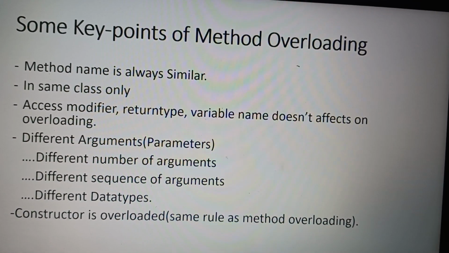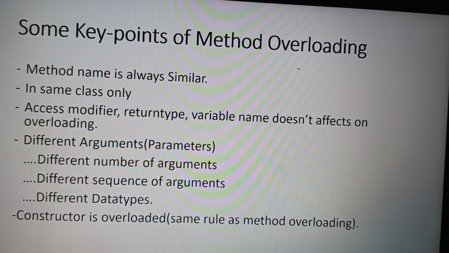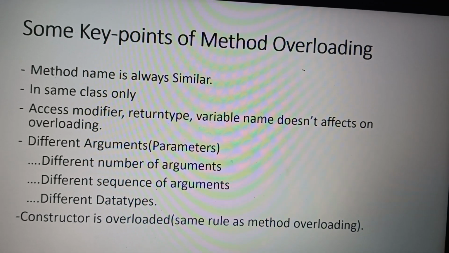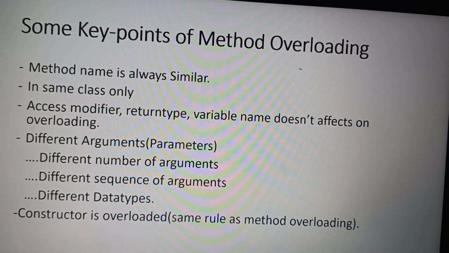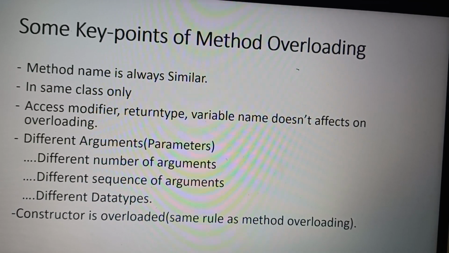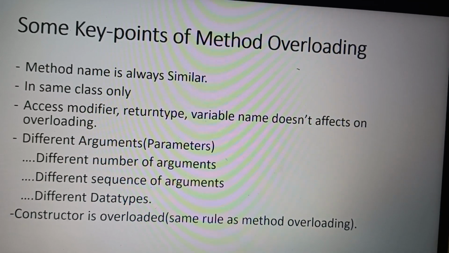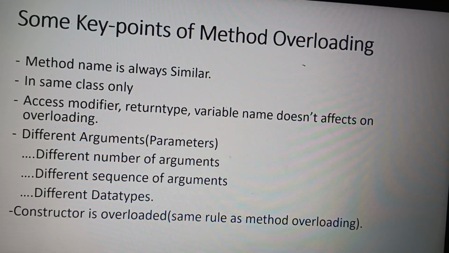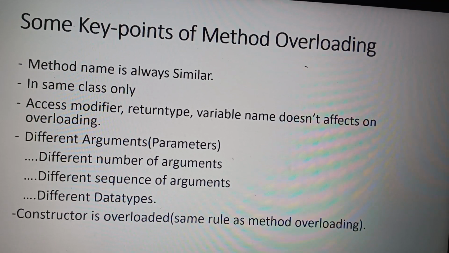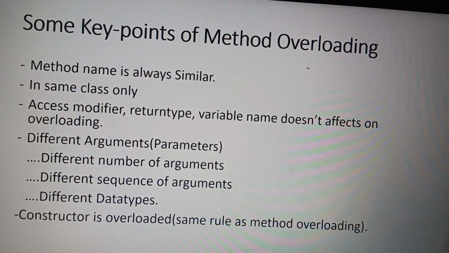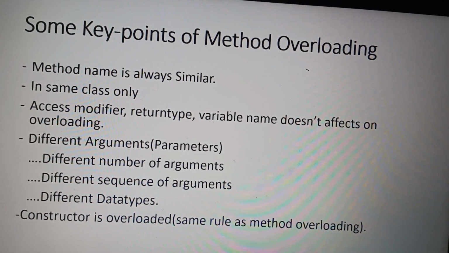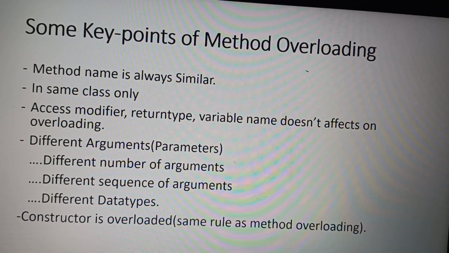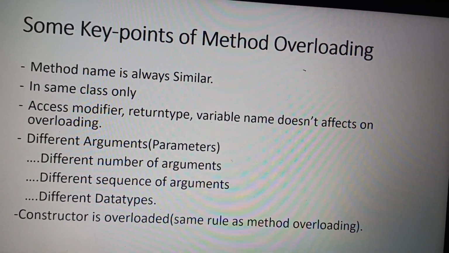So first one is method name is always similar. That is we can declare more than one method with similar name. Then in same class only. That is we can declare that methods in same class only. Then in case of these methods, access modifier, return type, variable name doesn't affect on overloading. That is we can consider any type of access modifier, any type of return type and any variable name.